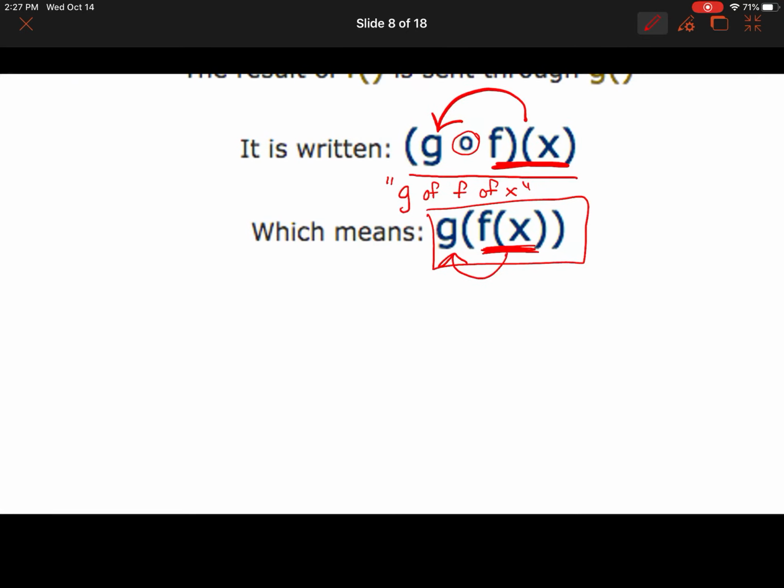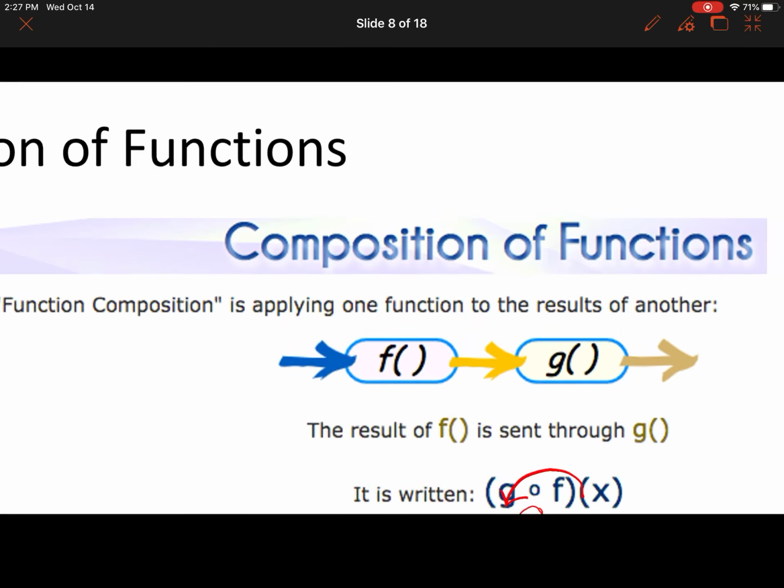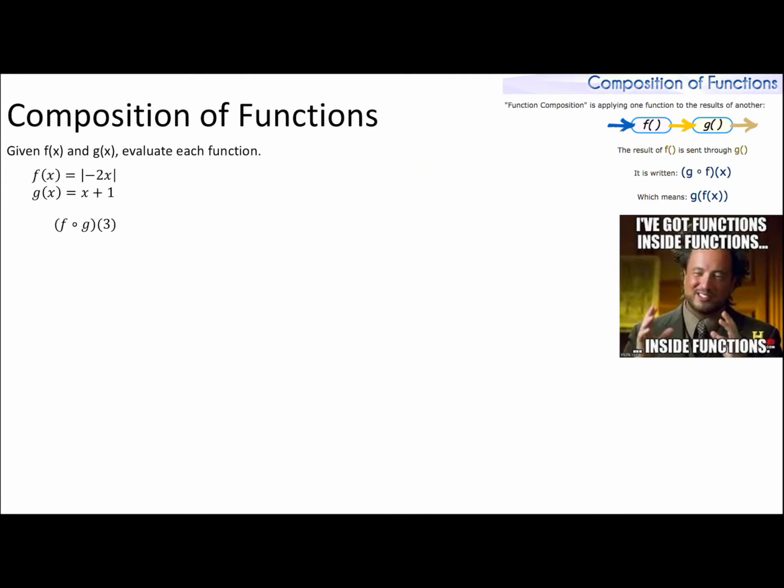So we're going to do the same thing, except this time it's going to be an entire function that we plug into another function. So let's get some practice on that.